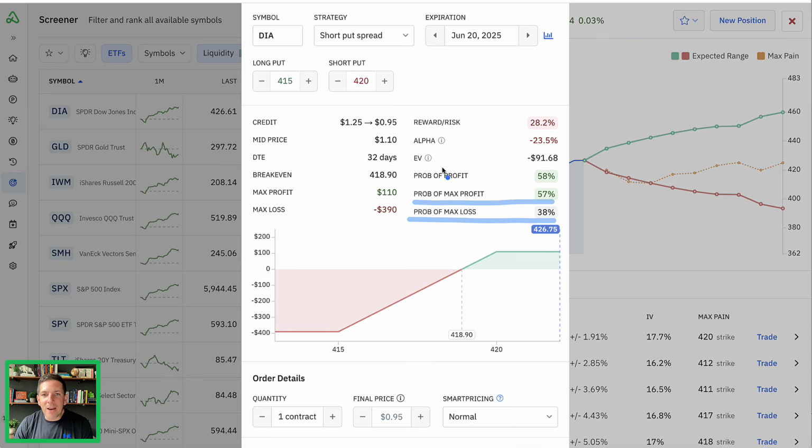And once we have all of these numbers here, we can then calculate an expected value for this position. And you can see right now the expected value for this spread that we just kind of threw up here is negative $91. You should not do this trade. To me, I don't think you should do this trade. I wouldn't do this trade.